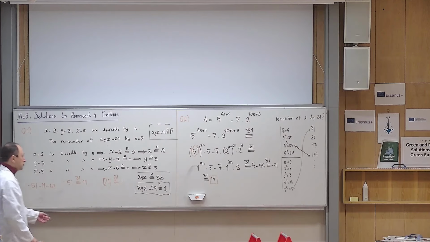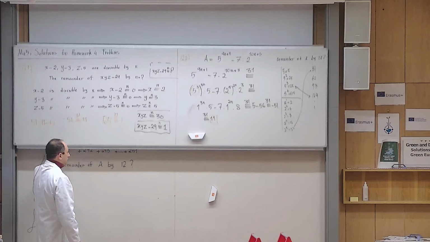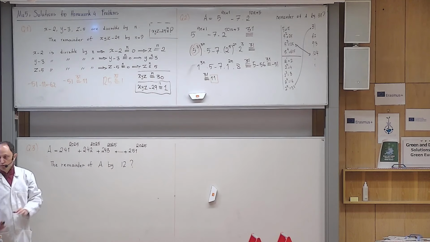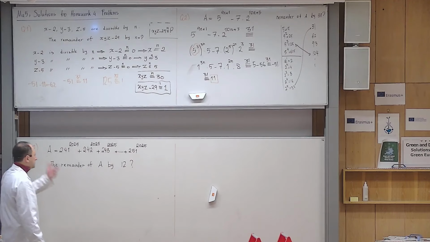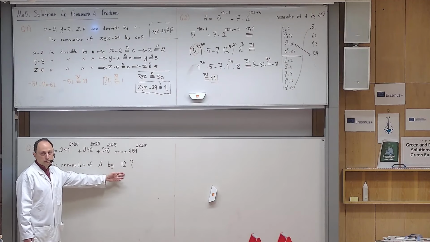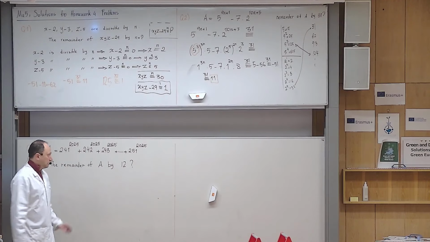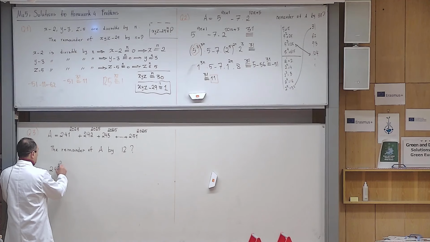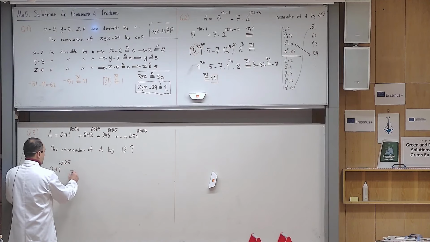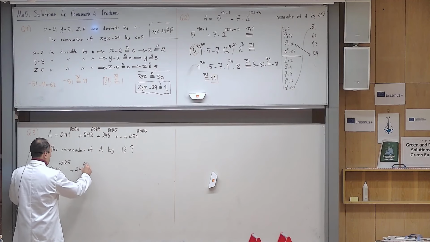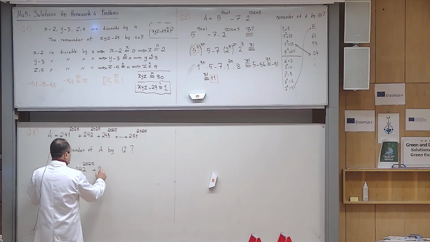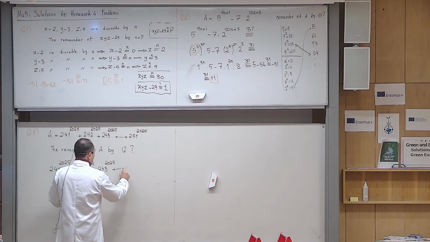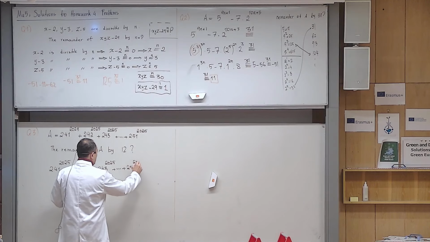So how can I do that? I want to find the remainder of a by 12. So what I expect you to immediately understand is that they are asking you to simplify a in modulo 12. But they have expressed it in this format. So what you need to do, you need to write 241 to the power of 2025 plus 242 to the power of 2025, and then the next one 243 to the power of 2025, and this list continues until 251 to the power of 2025.